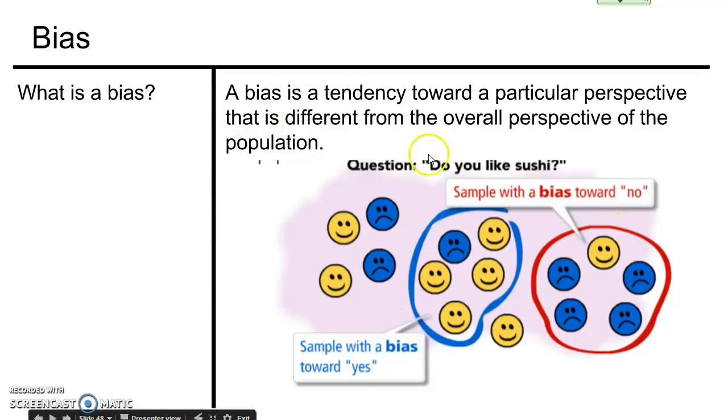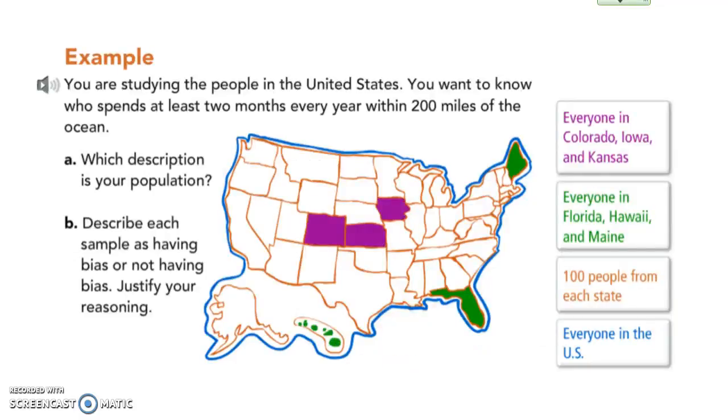Like here, you see the population. Do you like sushi? We see it's about half and half, but if we took just this group of 5 as our sample, that doesn't represent the population. If we took this group as our sample, that doesn't represent the population. You would want to pick a more random sample that would represent the population better. So a biased sample is not representative of the population. We can't use that to make predictions.